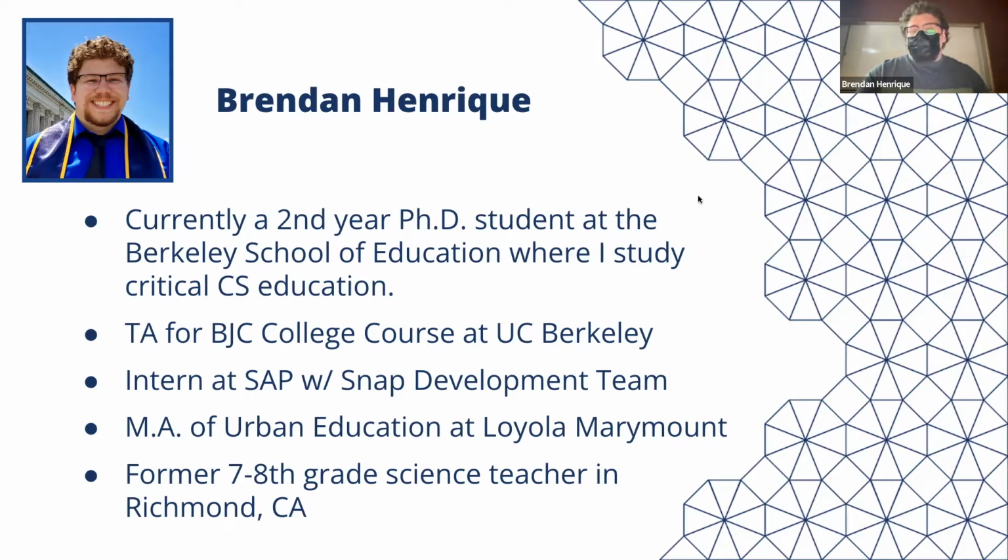I currently work for SAP on the SNAP development team. And before coming back to Cal for my PhD, I got my master's in urban education while I was a 7th and 8th grade science teacher in Richmond, California. So you can see my interests were aligned with teacher education. I worked with college kids. I taught in middle school. Now I'm working with the SNAP team globally with curriculums around the world. And I also went to school to get a master's in teaching in schools.